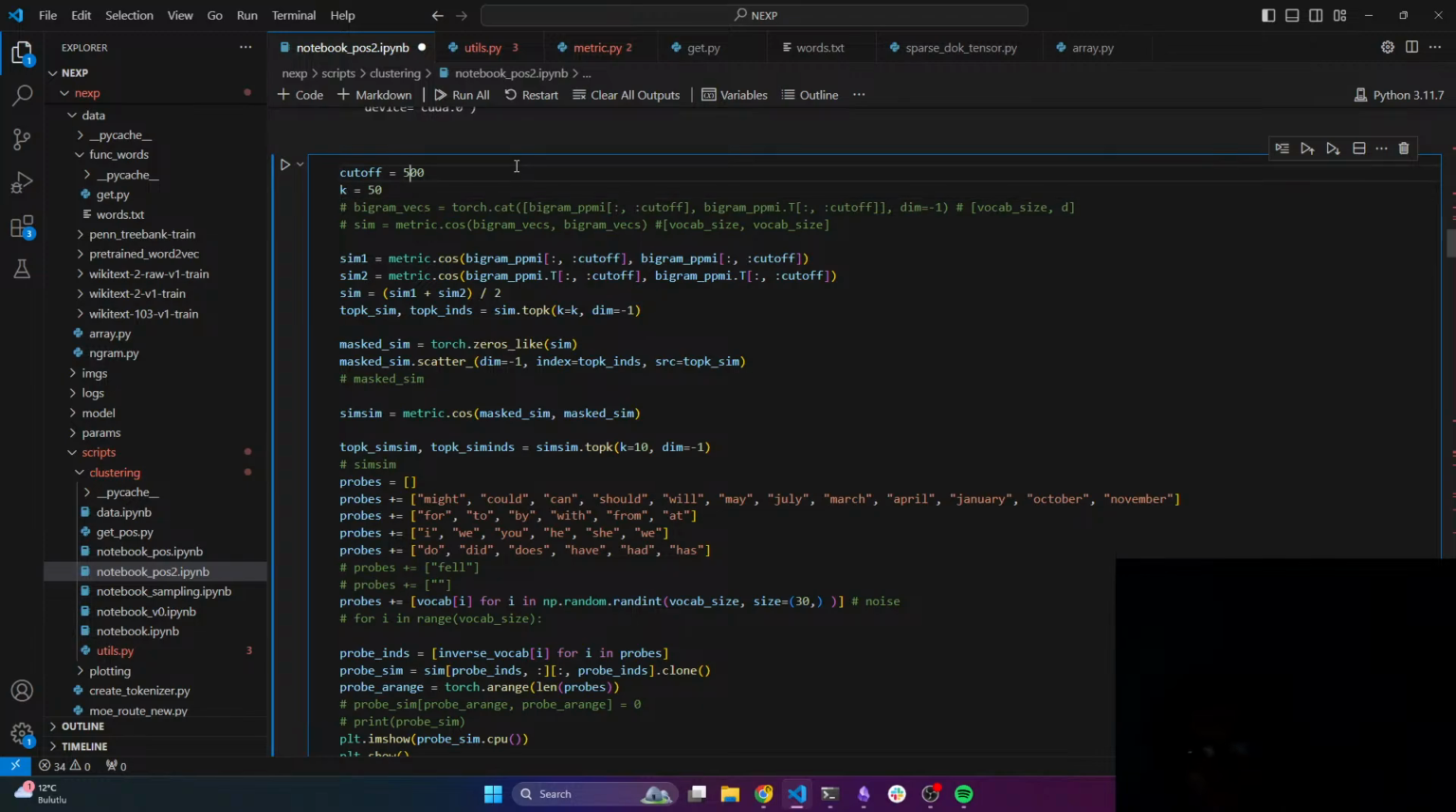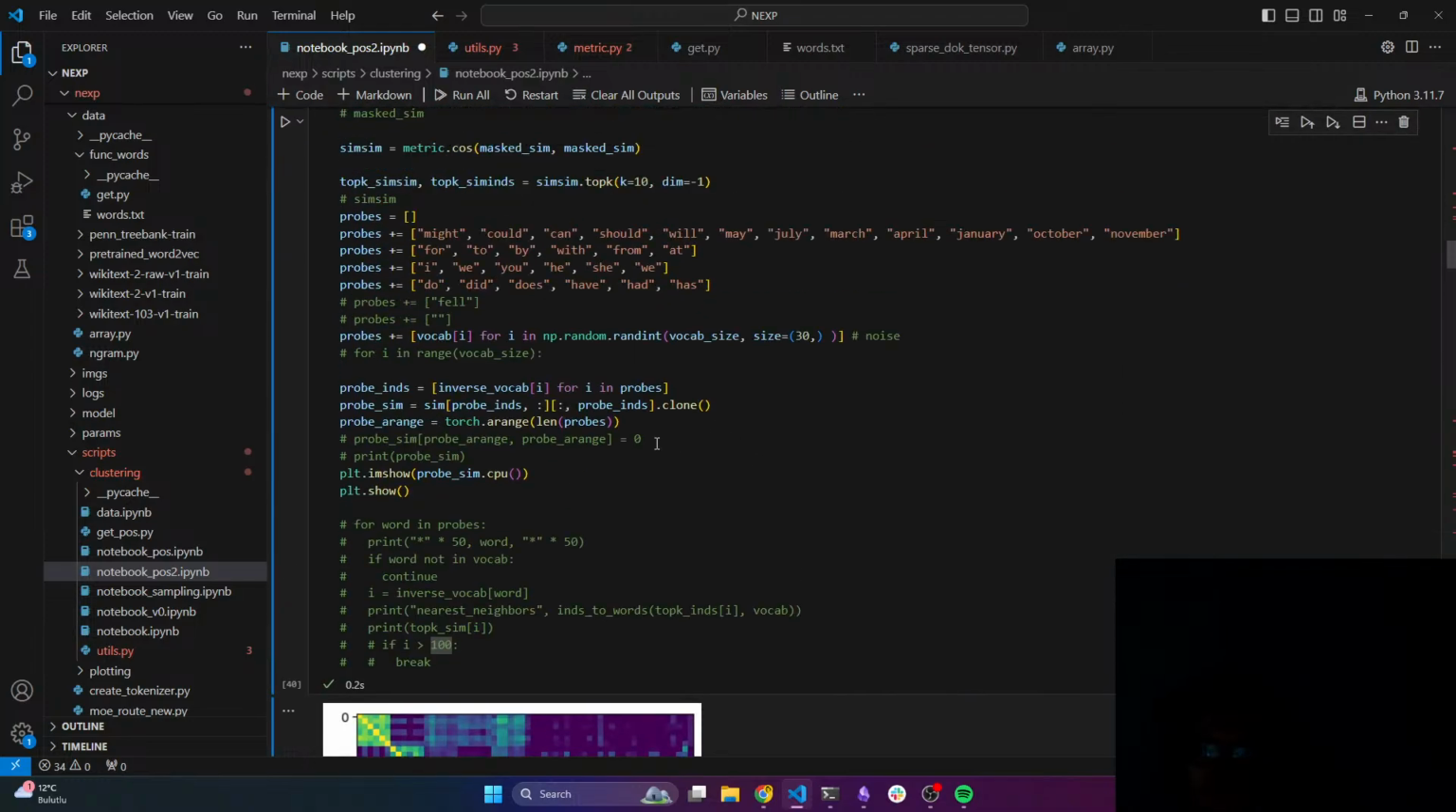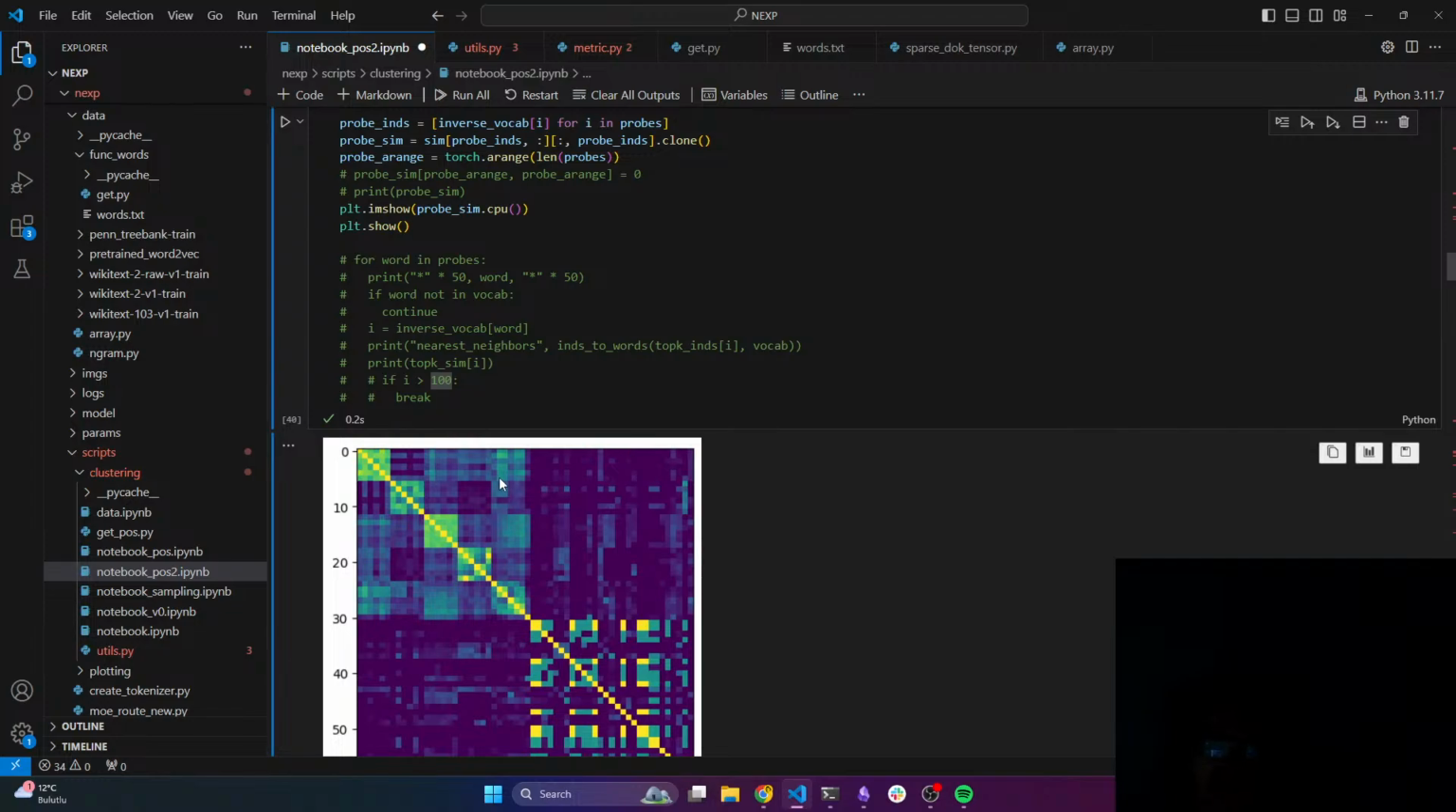And I could use like a 100 cutoff. Right, so I can see something like this. But they're still not so similar to function words. That's the thing. And it's probably because these are more frequent than these.